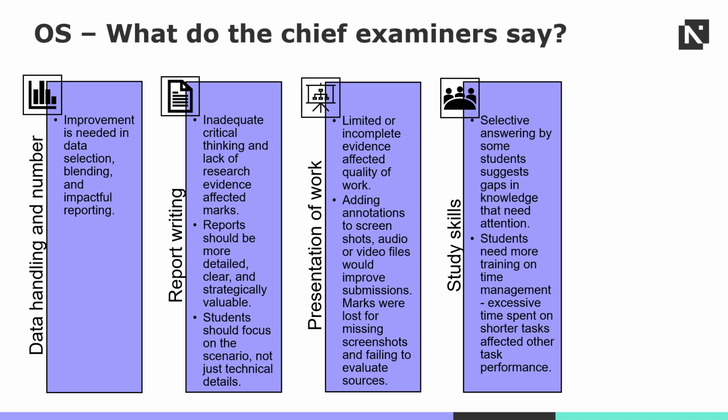Now moving on to study skills. Selective answering by some students suggests gaps in knowledge that require attention. Time management skills also needed improvement, as excessive time spent on shorter tasks negatively impacted the performance on other, more complex tasks.